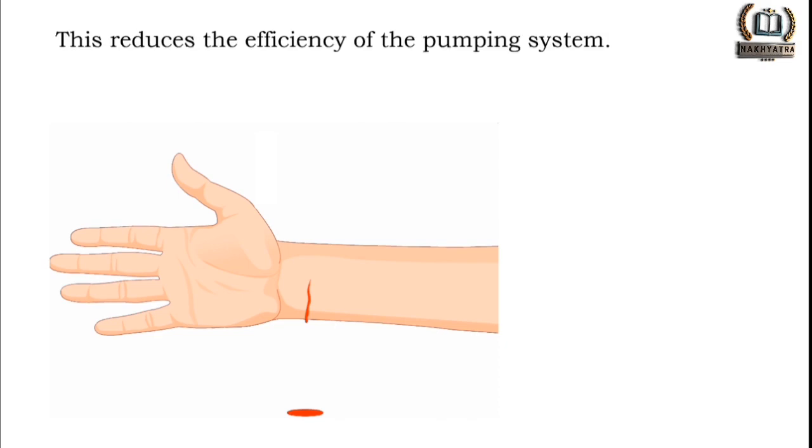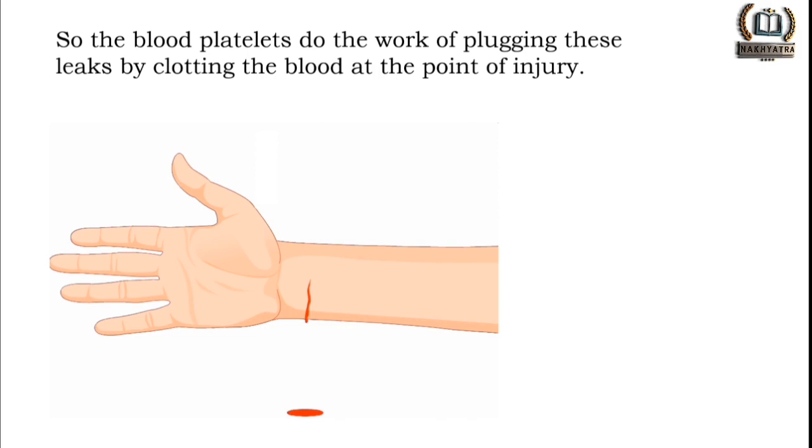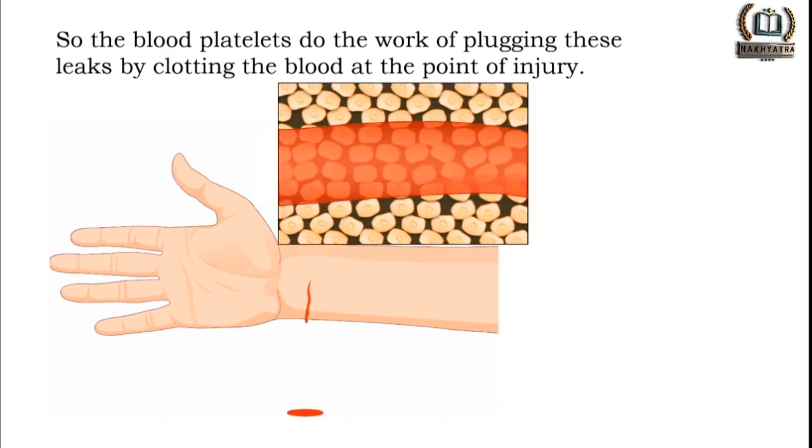This reduces the efficiency of the pumping system. So the blood platelets do the work of plugging these leaks by clotting the blood at the point of injury. Clear everybody?